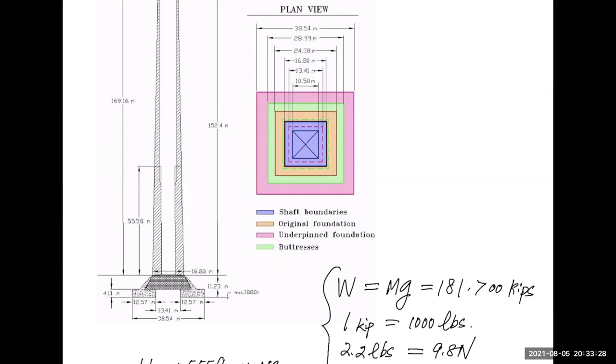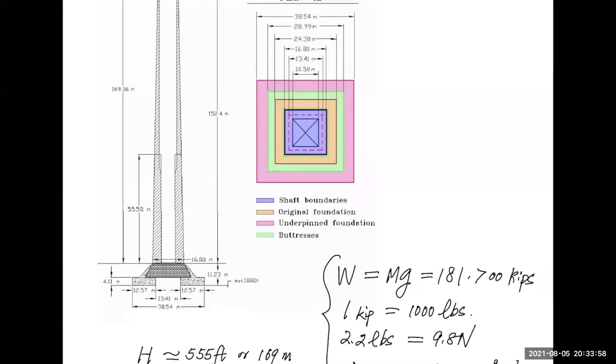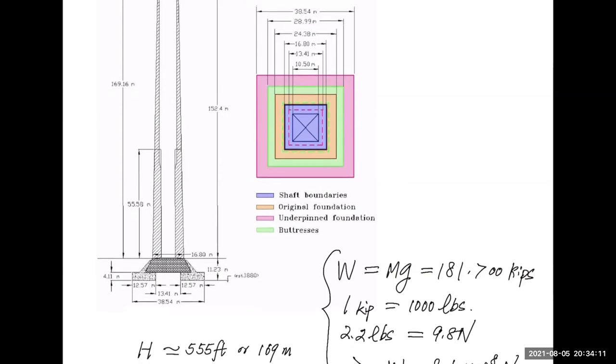And we know that 2.2 pounds is about 9.8 newtons because 1 kilogram mass weighs 2.2 pounds on the surface of the earth, and yet in a free fall, the force pulling it down is mg. G is 9.8 meters per second squared. M is 1 kilogram, so that's 9.8 newtons. So we know the ratio of 9.8 newtons corresponding to 2.2 pounds. Okay, so with that, you can convert the weight to the conventional unit of newtons. Okay, also the height of the monument is about 555 feet or 169 meters.